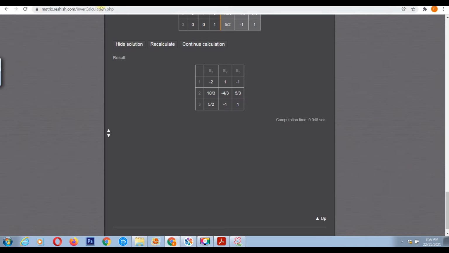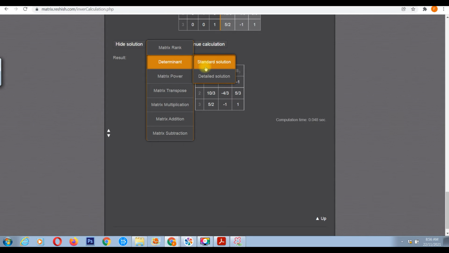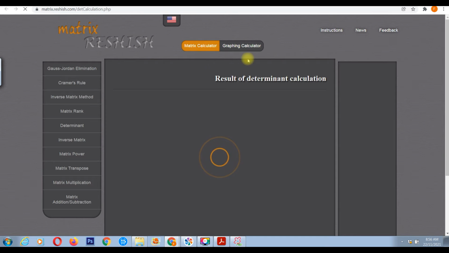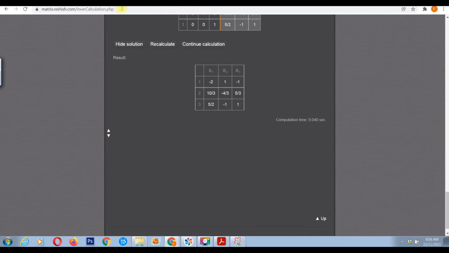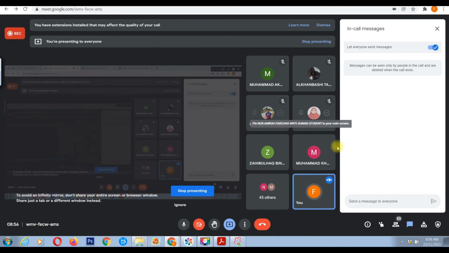And then recalculate by using determinant. Maybe determinant. You can try it at your home. And this Wednesday we will solve it. You try to solve the tutorial so that we can discuss it this Wednesday. I put the link in the comment.